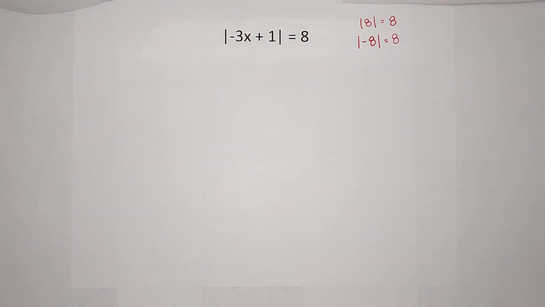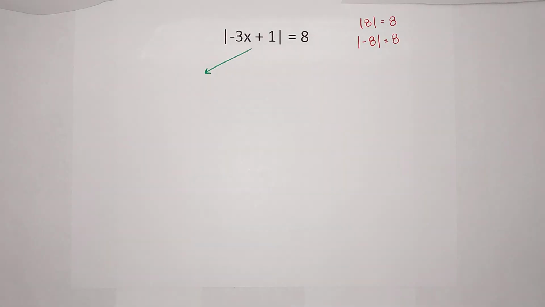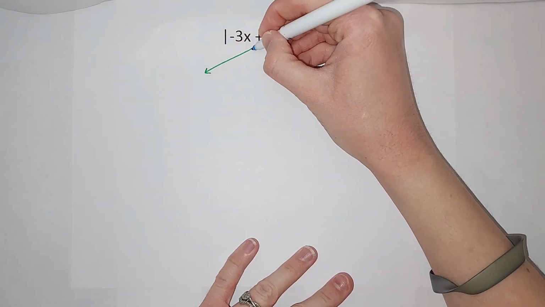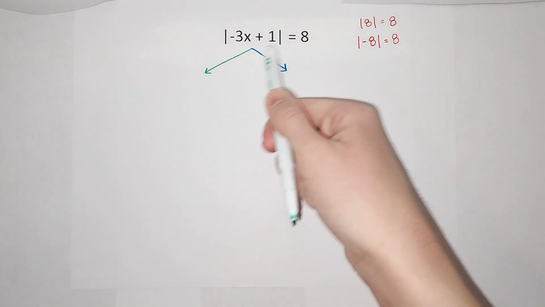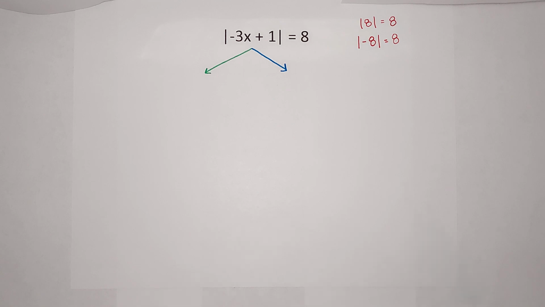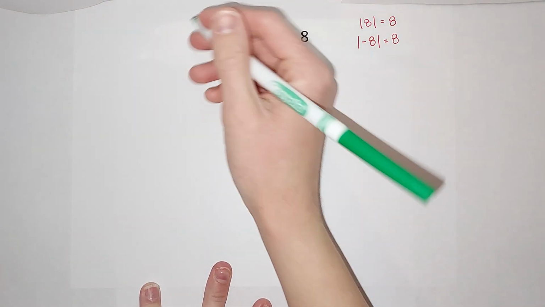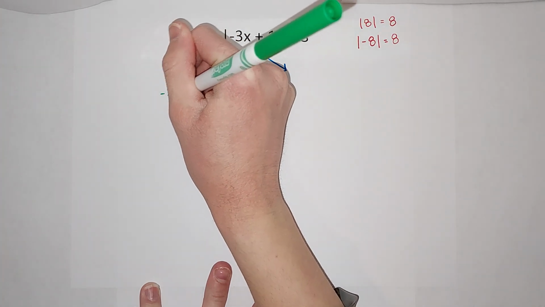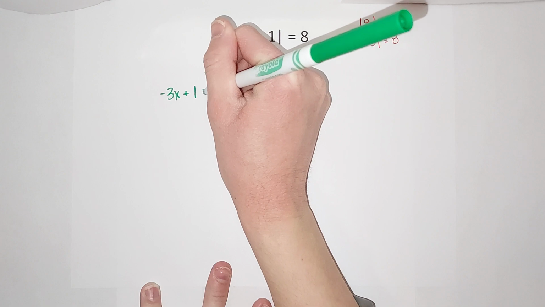So let's see how we do that, what it looks like, okay? We are going to solve it 2 ways, okay? I'm getting 2 colors. We're getting serious here, all right? Okay, so first of all, whatever is inside my absolute value bars could equal 8, right? Because the absolute value of 8 is 8. So -3x plus 1 could equal 8.